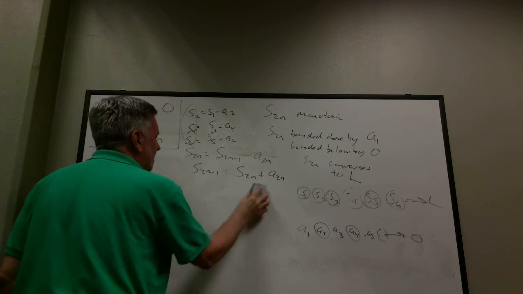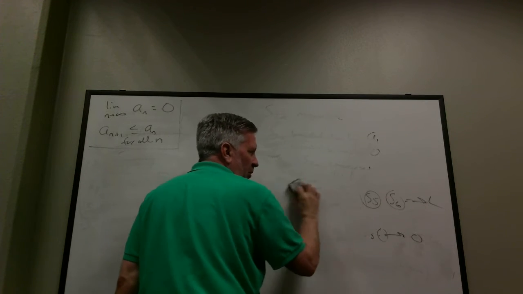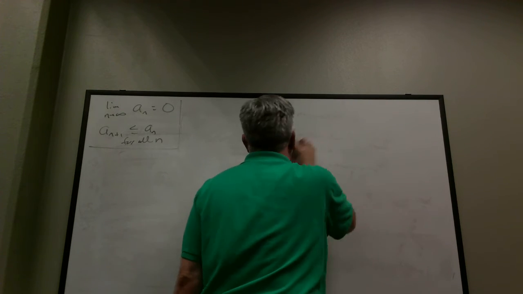And notice we only had to consider the sequence of partial sums with even subscripts. That took all the work. Once we had that, the odd just popped right on out.